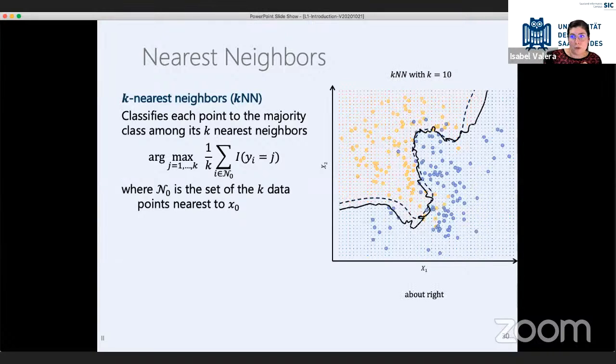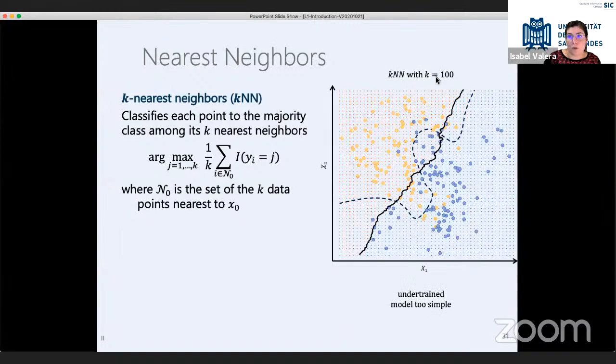If I go now to 10, that looks much more reasonable and much closer to the Bayes classifier, except for the points where I don't have too much data, like here and here. That sounds like a reasonable value.